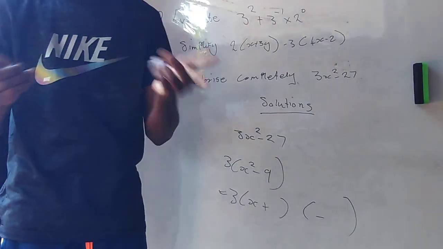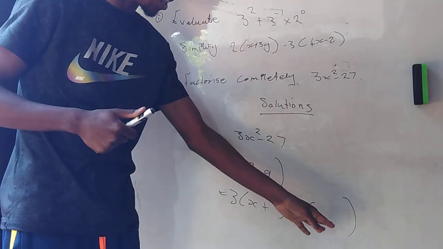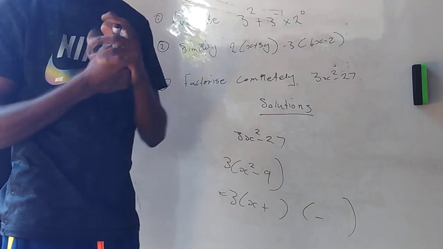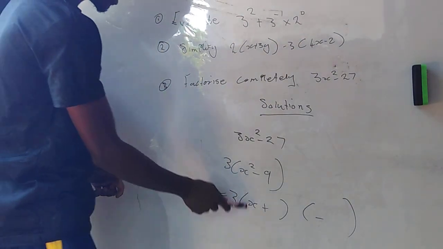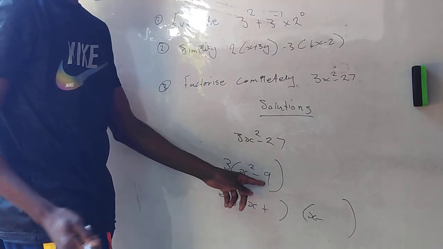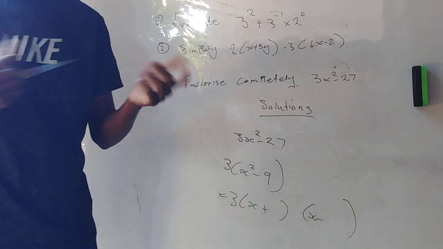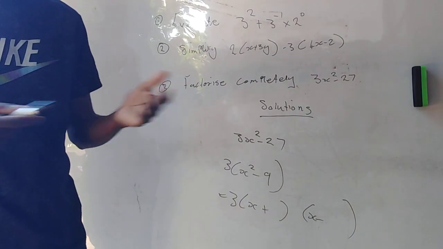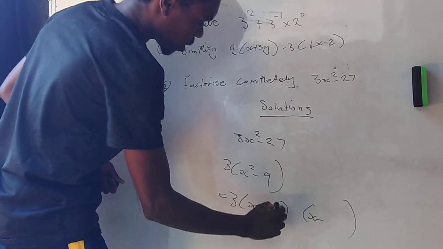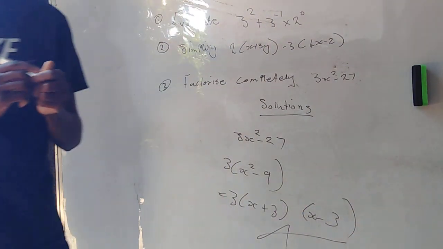It doesn't matter which one you are going to start with. If you want, you can start with the negative. Here you're going to have a positive. X, even here I will say x. Positive, negative. Here I'm having a 9. So what's the square root of 9? It's a 3. If you do 3 squared, you're going to have a 9. So here I will say 3. Final answer.